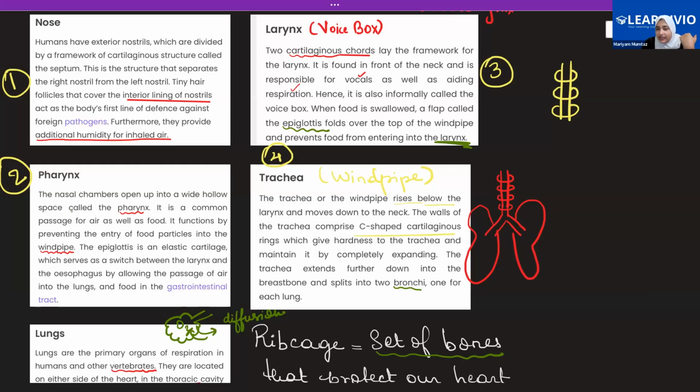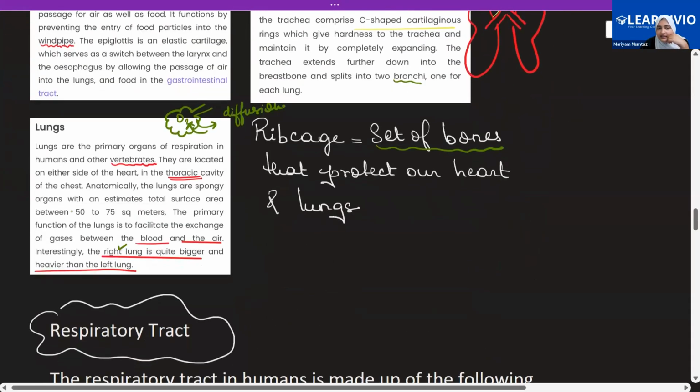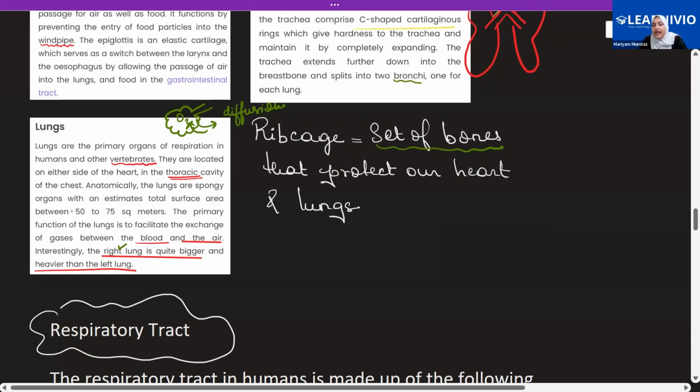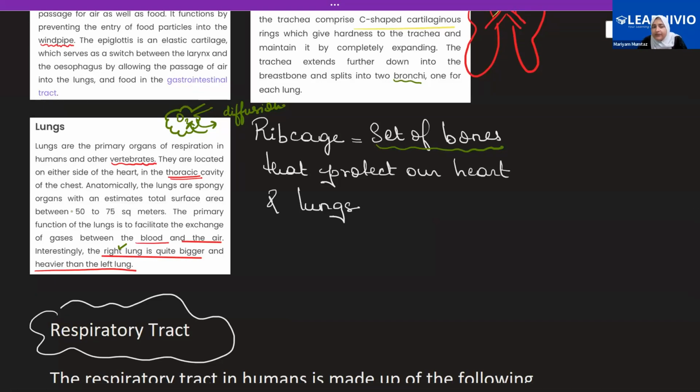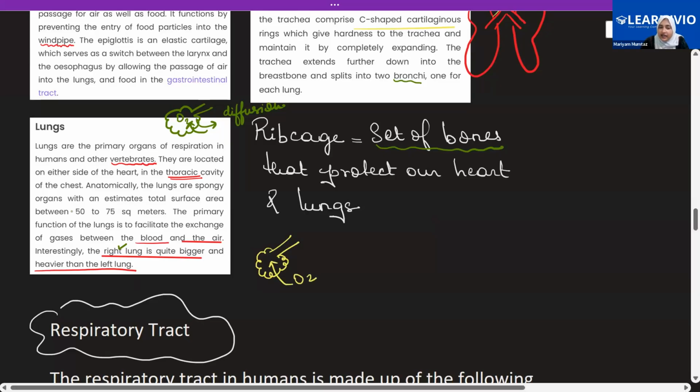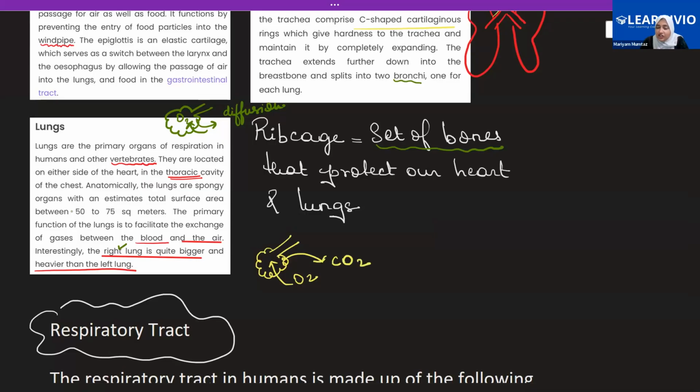Now the trachea goes and gets divided into primary bronchi, and then it ends at the lungs. These lungs are the organ of respiration for humans, and inside the lungs there are balloon-like structures which we call alveoli. This is where the oxygen is taken in and the carbon dioxide is given up. So this is the exchange part of our respiratory system.